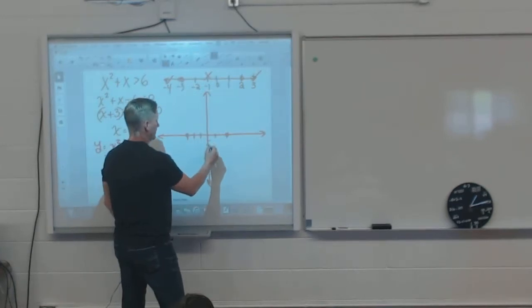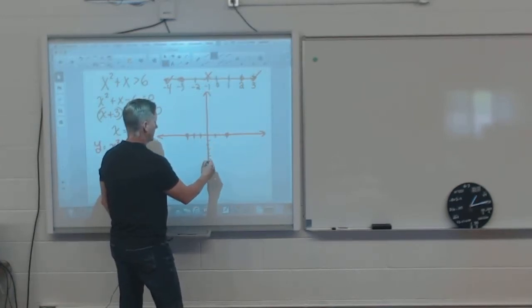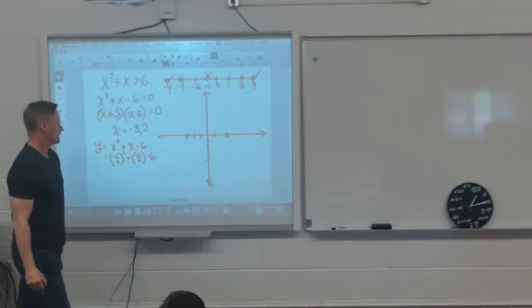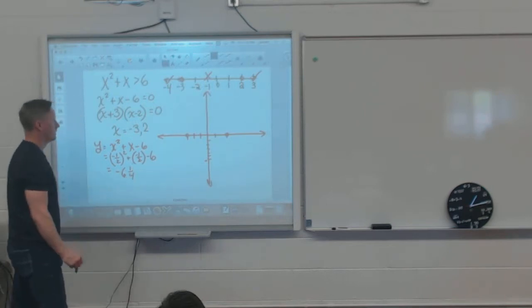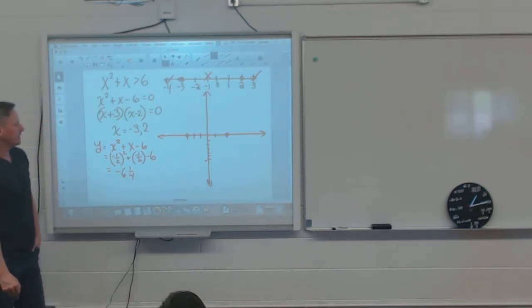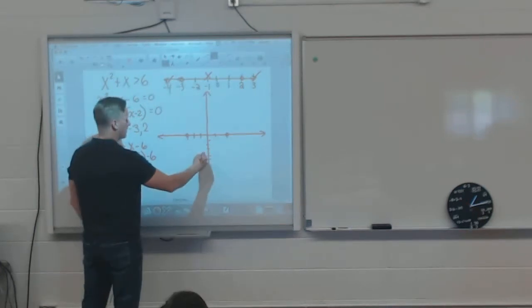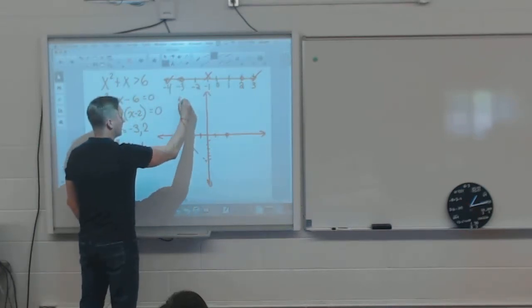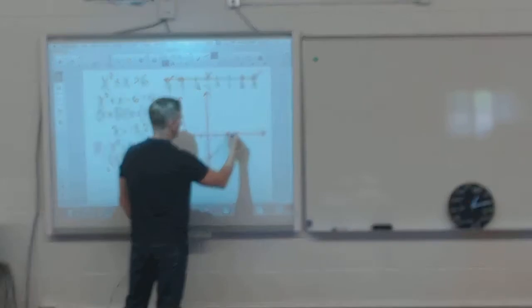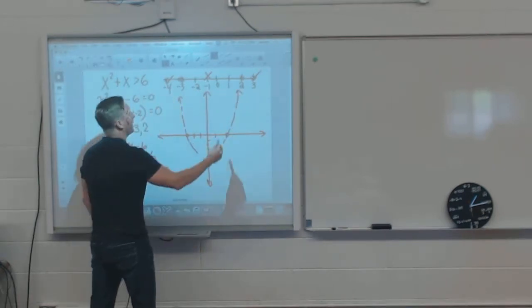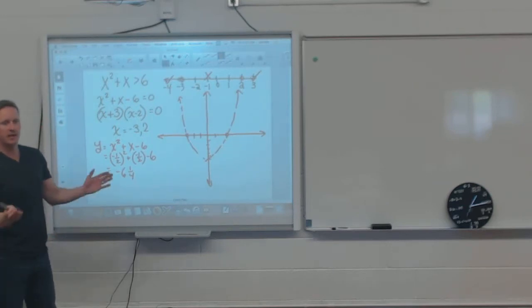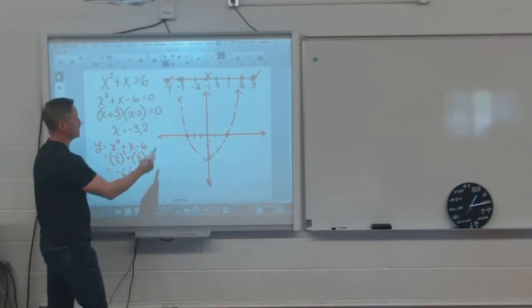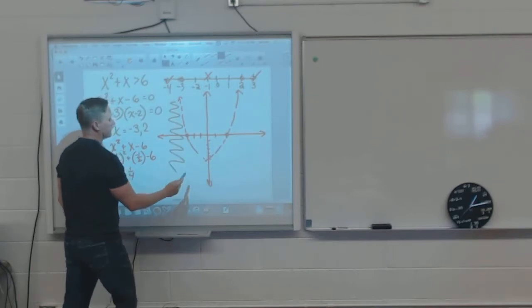So 1, 2, 3, 4, 5, 6, somewhere down here, approximately right here. There's my vertex. So my vertex would be -1/2 and -6 1/4. So now I draw a dotted line, and where did it say to shade? Do I shade in the middle? No, I shade on the outside. Just like that.